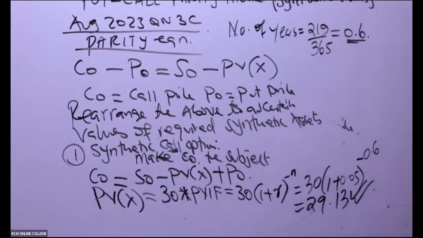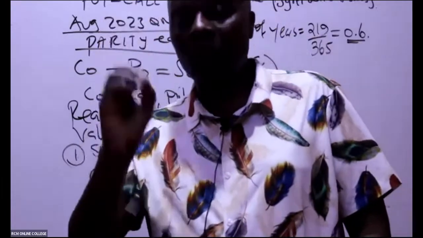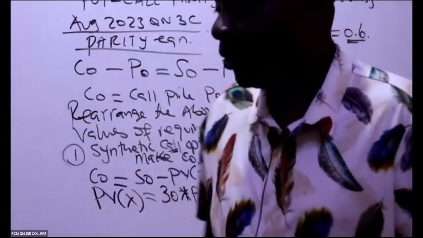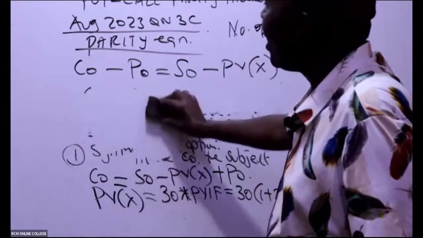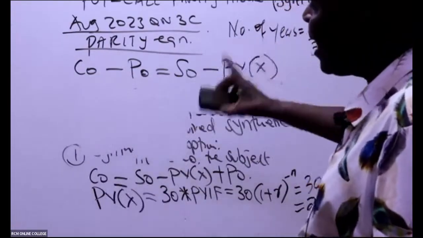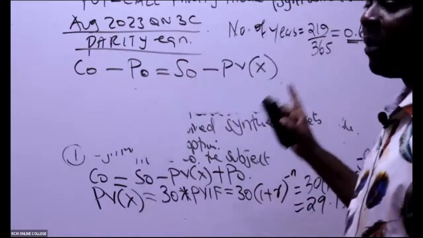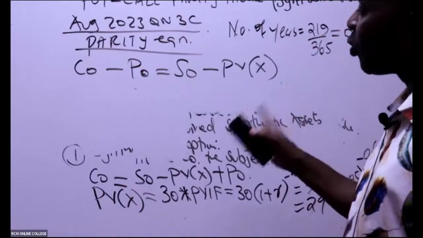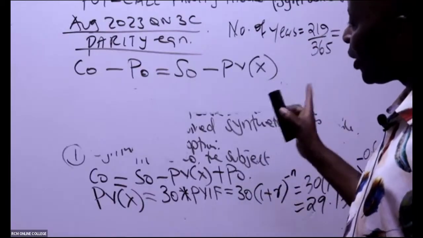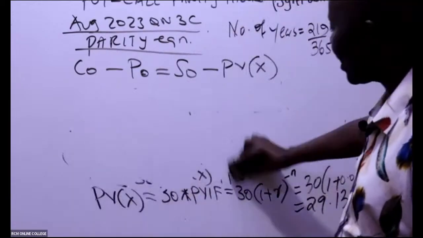Let me know whether all of us are comfortable with this figure. So that is the present value of the exercise price, which will be applicable all through. So then let's get back here, ladies and gentlemen. We are saying that this is what we call the parity equation. You must cram this equation. It is CO minus PO equals SO minus present value of the exercise price.